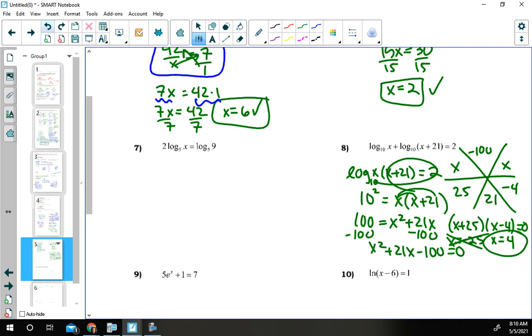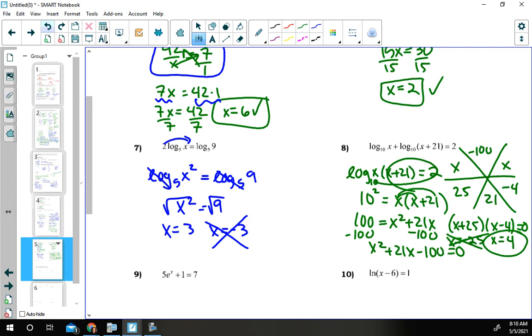Okay, number 7, I can't actually cross log base 5 out because of that 2 sitting in front of it. So what I actually have to do is bump this 2 back using our power rule. So I'm going to bump it back to be his exponent, and then I can cancel out those logs. Opposite of squaring is square rooting, so I would get 3 and negative 3, but my negative 3 would be extraneous, because if I plug him back in, he would be extraneous.